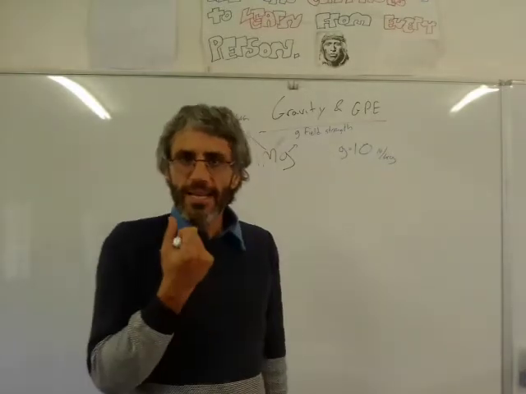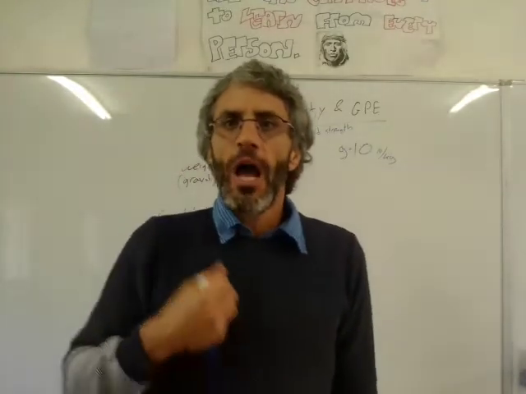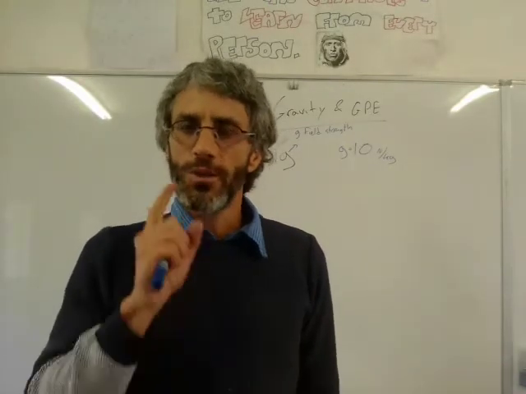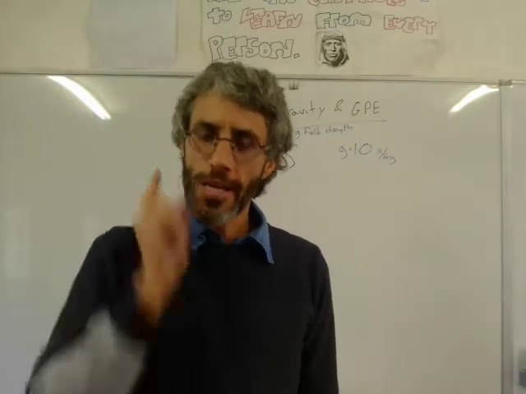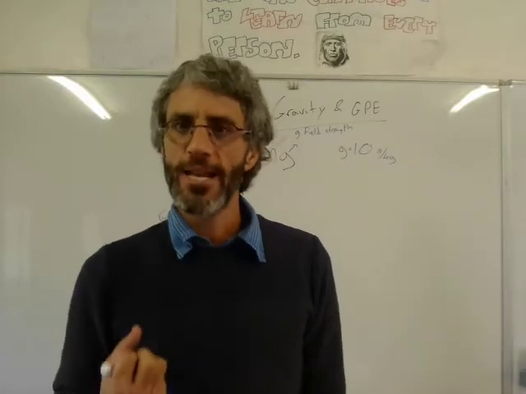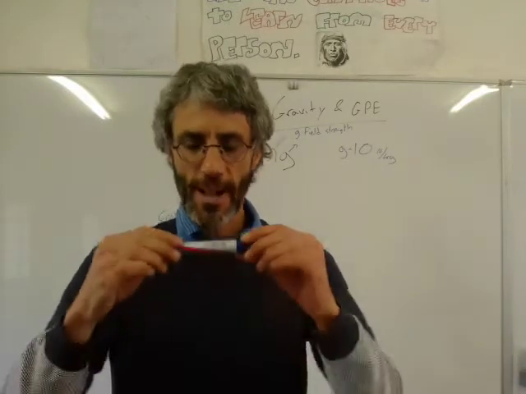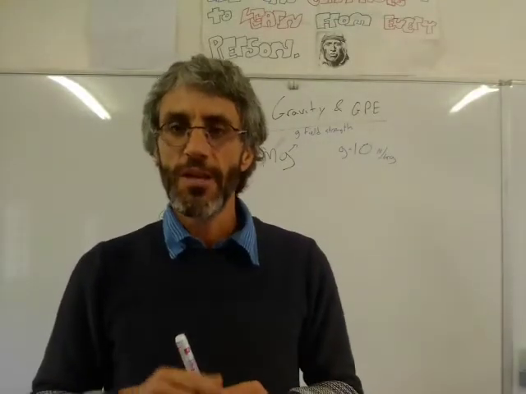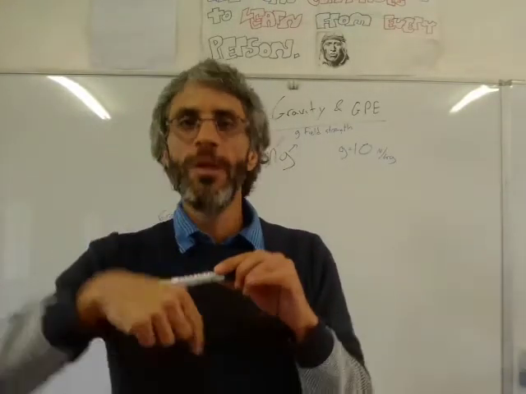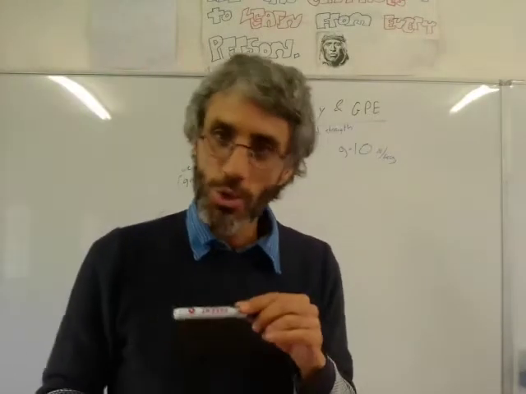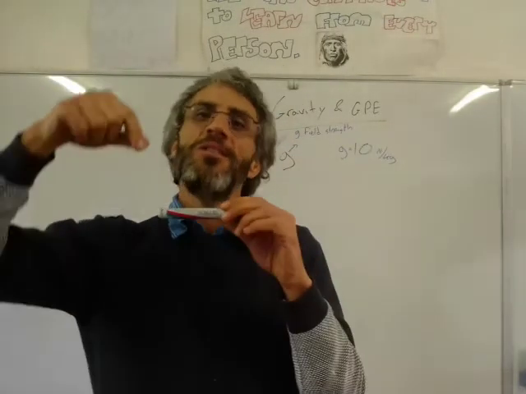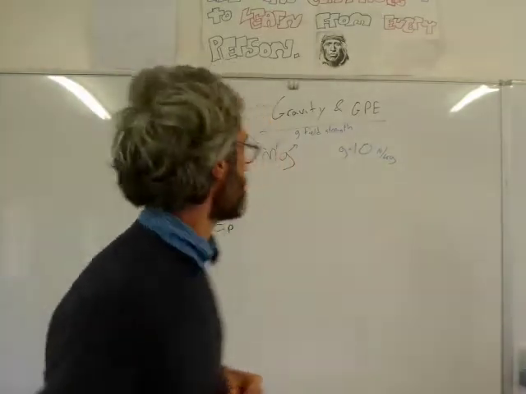Because what this g field tells you is how many newtons each kilogram weighs. So 10 newtons per kilogram means each kilogram has a weight of 10 newtons. If I've got a mass of 1 kilogram, the force that pulls it down is 10 newtons. If the mass is 2 kilograms, the force will be 20 newtons. If the mass is half a kilogram, then the weight will be 5 newtons.